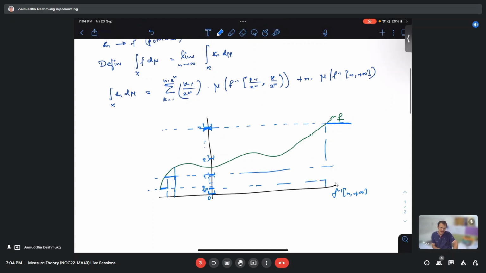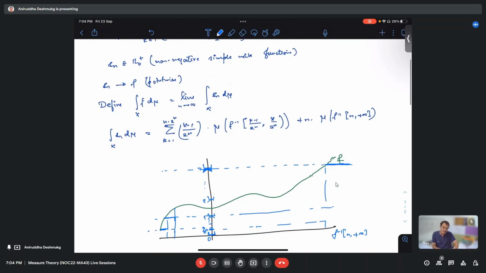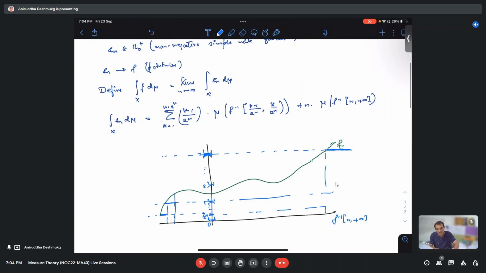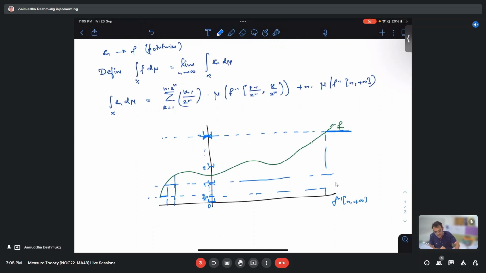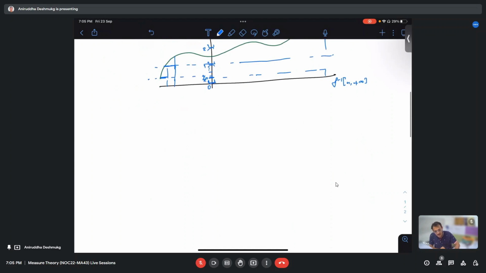And since we want to define the integral of f, that means the area under f, what we do is look at all these small rectangles and add all their areas. We expect that it should give the total area of f. So we define the integral of f as the limit of the integral of Sn.